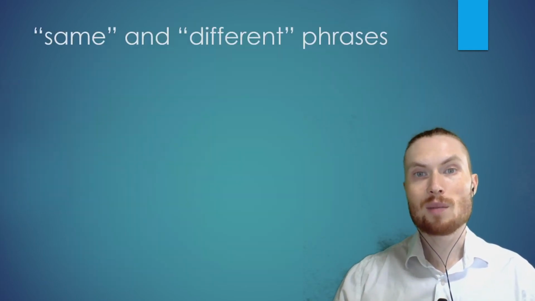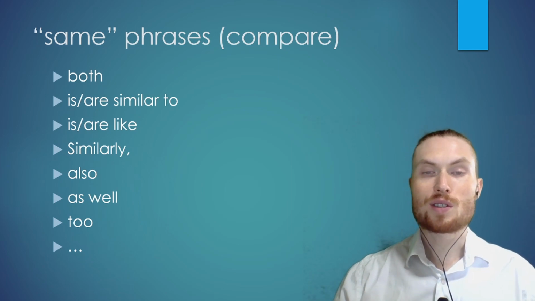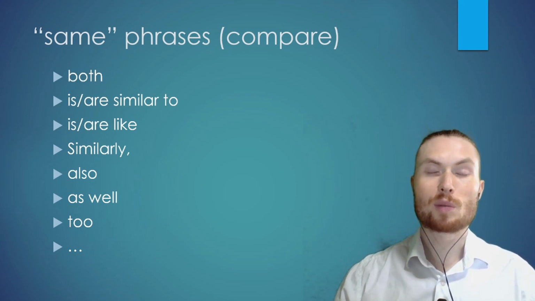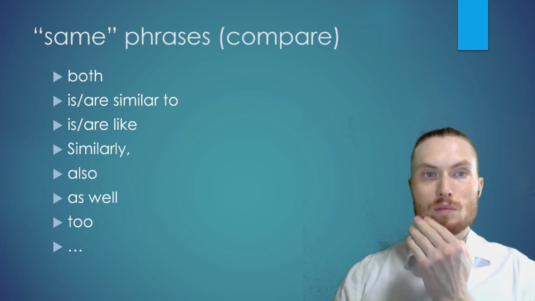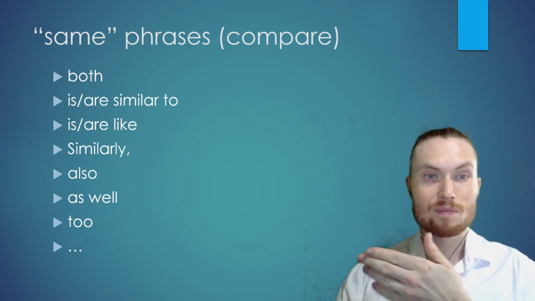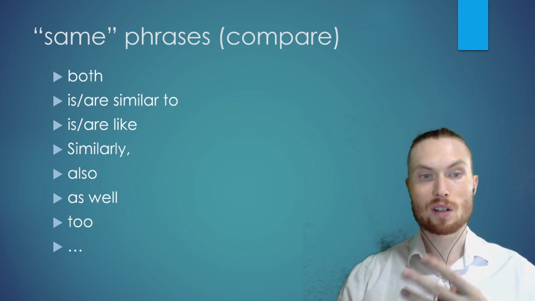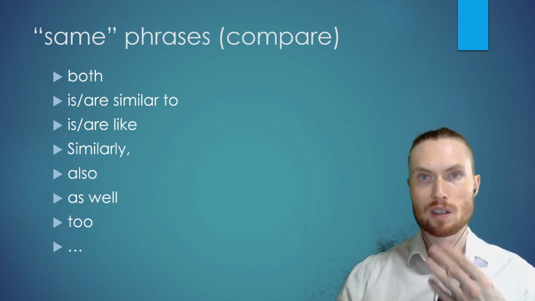So some same and different phrases. So first let's talk about same phrases. In other words, remember to compare things. So these phrases here: both, be similar to, be like, similarly, also, as well, too, etc. And there are more examples also, but I think these are the most common.